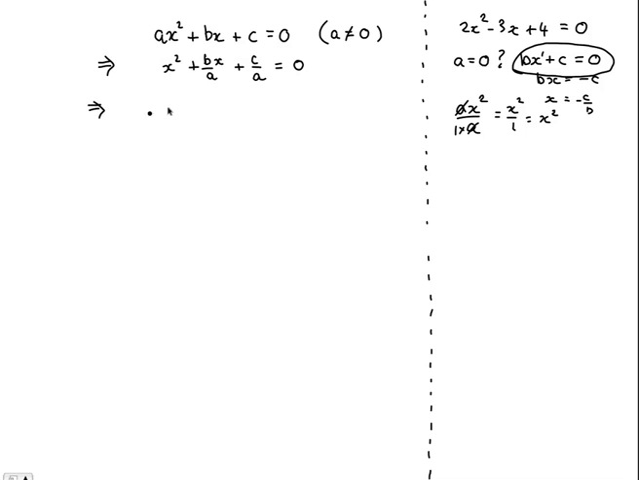Now let's proceed by moving this constant, it doesn't involve x's, to this side, so we subtract c over a from both sides. So that disappears: 0 minus c over a. Now, next term, this is the tricky part.